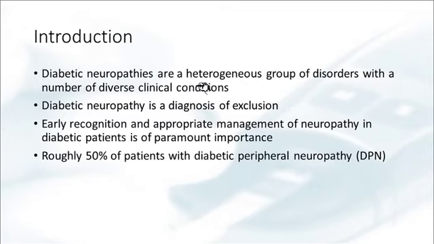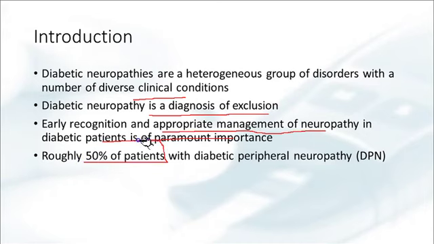Diabetic neuropathies are a heterogeneous group, a vast group of disorders with a number of diverse clinical conditions. Diabetic neuropathy is a diagnosis of exclusion. So early recognition and appropriate management of neuropathy in diabetic patients is of paramount importance, and roughly 50% of patients will have what we call DPN, or diabetic peripheral neuropathy.